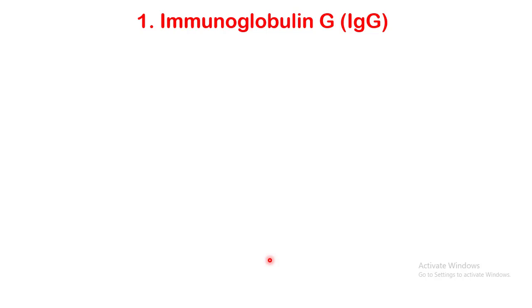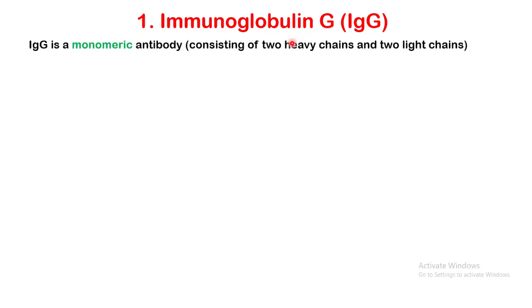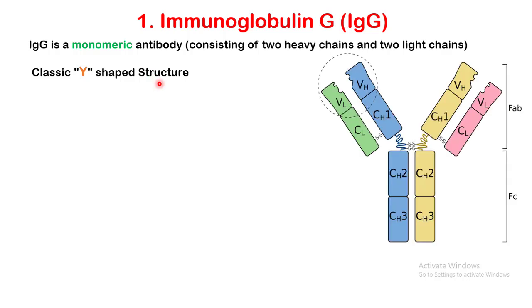We are going to start our discussion with the first class of the immunoglobulins, and that is known as immunoglobulin G. Now, this immunoglobulin G is a monomeric antibody. It consists of two heavy chains and two light chains. And the immunoglobulin G has a classic Y-shaped structure, and this is the classic Y-shaped structure.